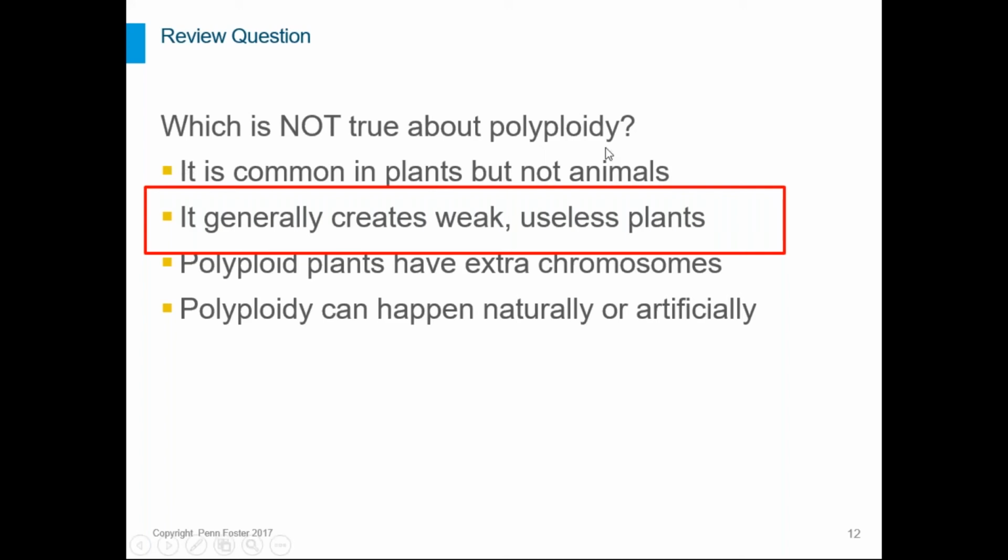It is common in plants, but not animals. It is extra chromosomes. That's the definition of it. And it can happen naturally or artificially. All of those things are true, except the one that's circled.